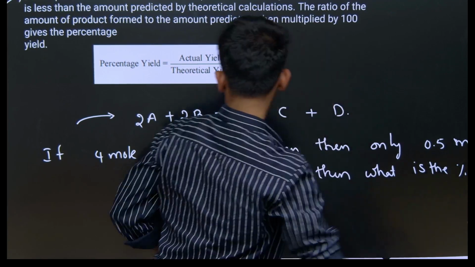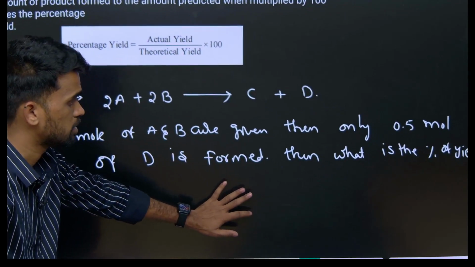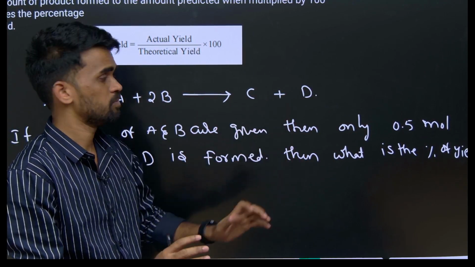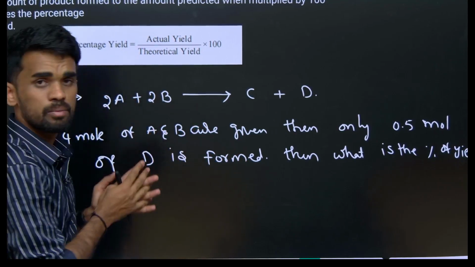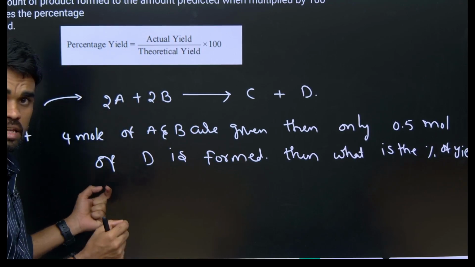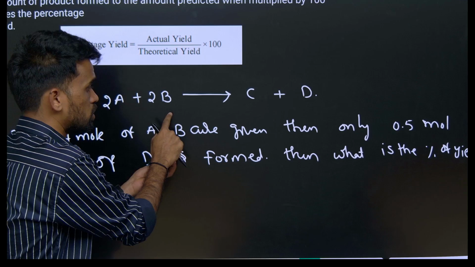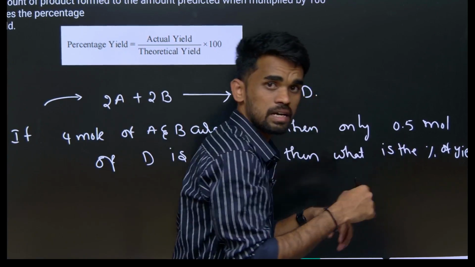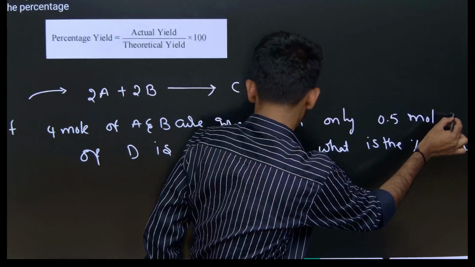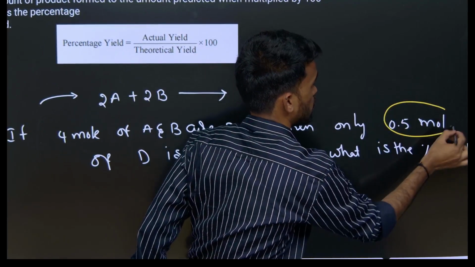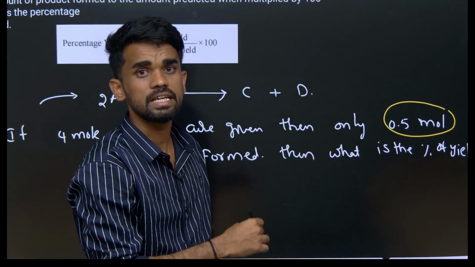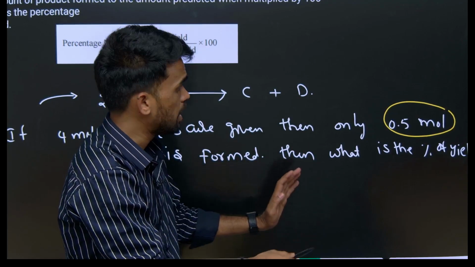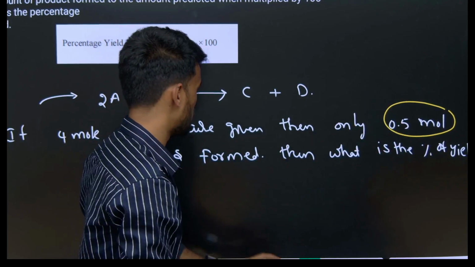See, look at this question. I have created it over here just to make it very simple. 2A plus 2B giving rise to C plus D is the question they have mentioned, and they may mention it like this. For this reaction, they provide 4 moles of A and 4 moles of B, and if they do the experiment practically, they got only 0.5 moles of product. Then what is the percentage yield they are asking? It means we need to calculate the theoretical yield, compare both of these, and then we will get our final answer.